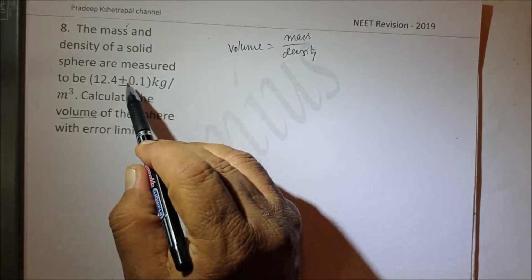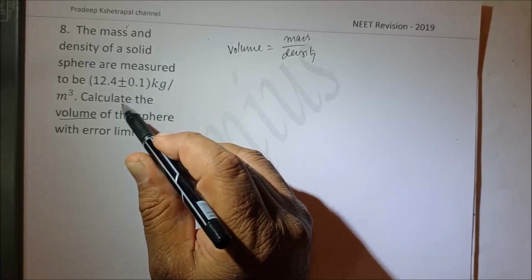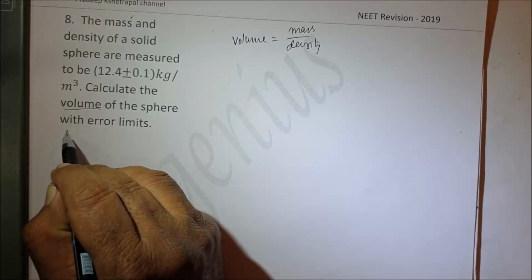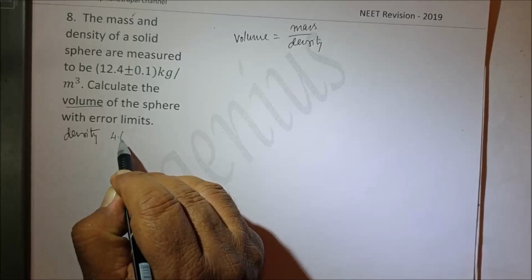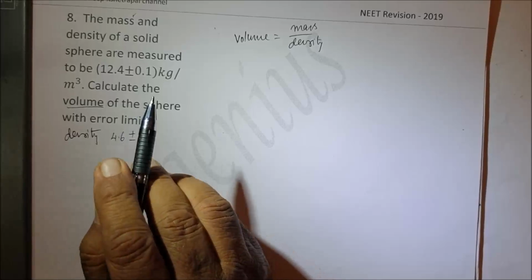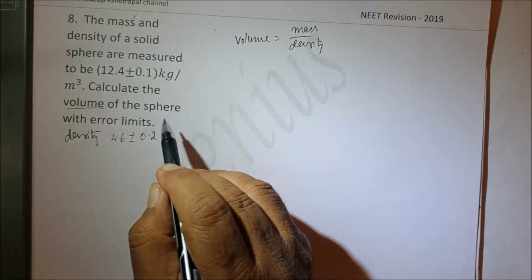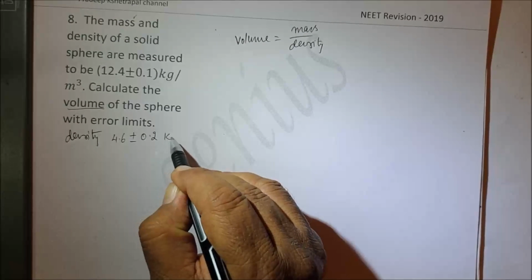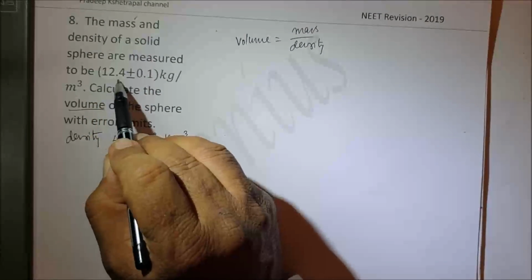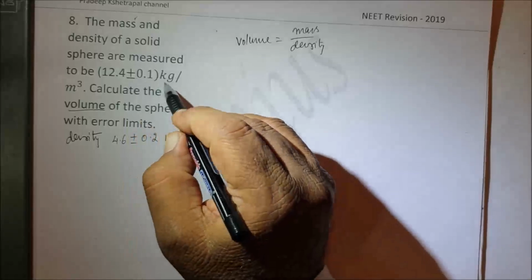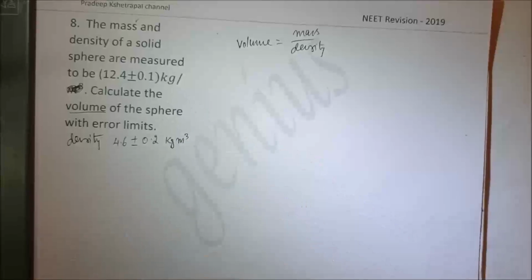Oh, the density is not written here. I will write the density. It is 4.6 plus minus 0.2, and the unit is kg per meter cube, and the mass is 12.4 plus minus 0.1 kg, no meter cube here. Now the question is correct.